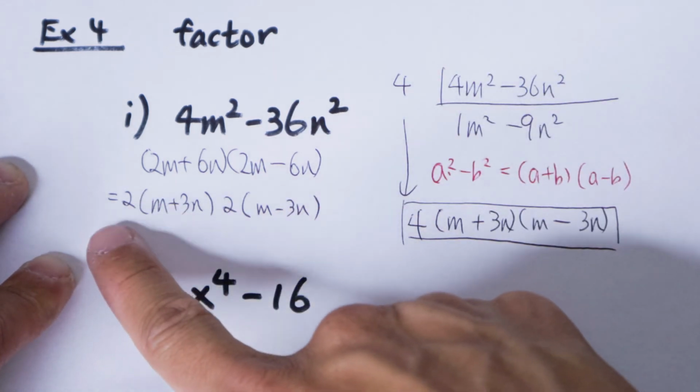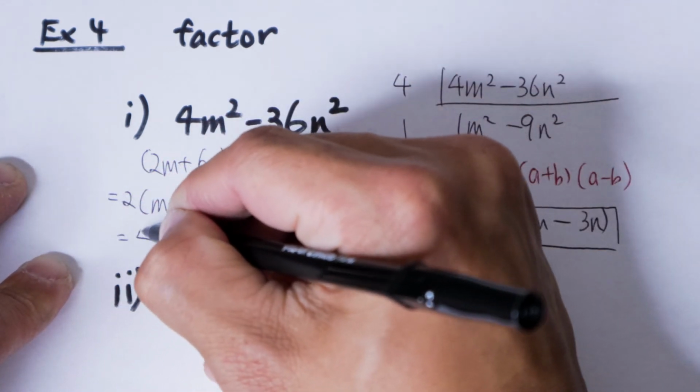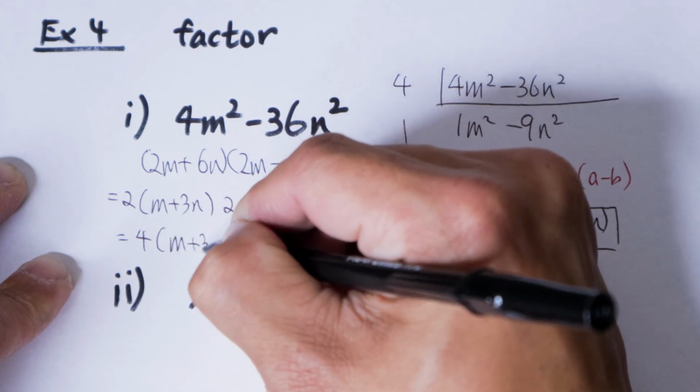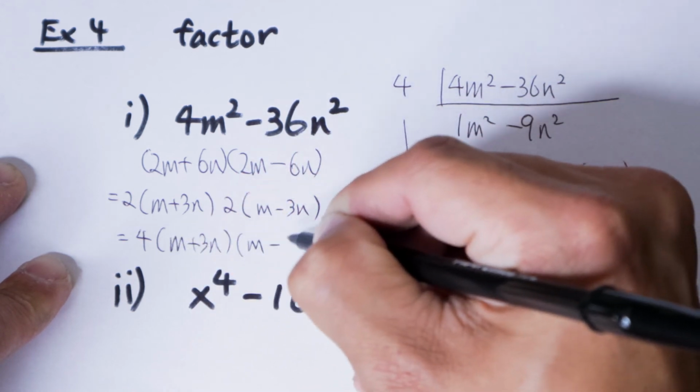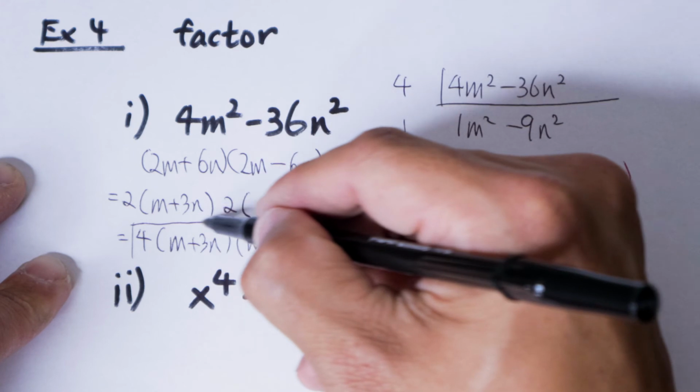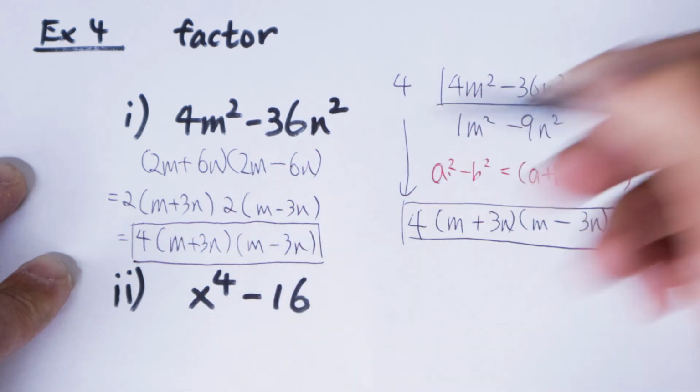And then at the end, multiply 2 times 2, you get 4, which is 4, open parentheses, m plus 3n, and then open parentheses, m minus 3n. Hey, you get the same answer, but using a different approach.